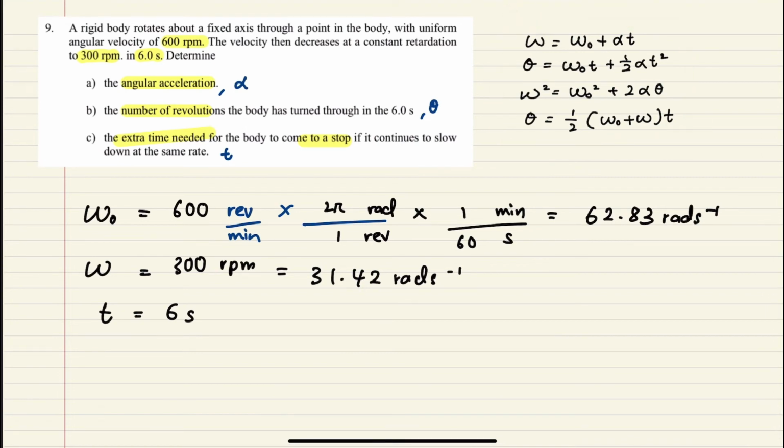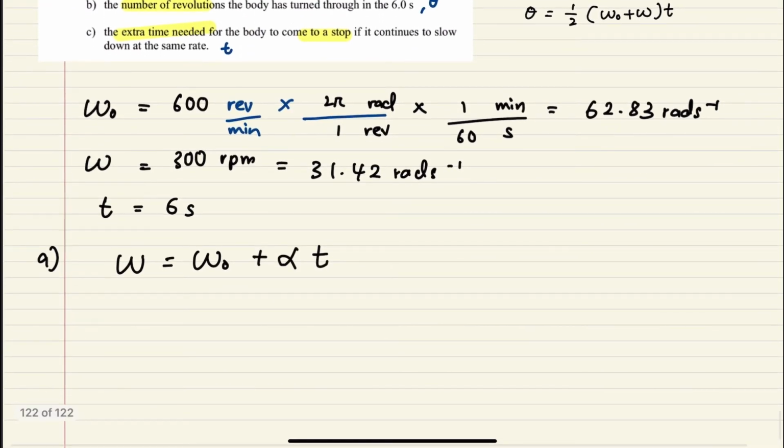You don't have theta, so you can cancel out theta. You're just left with the first one. Okay, so for A, you can use omega equals omega naught plus alpha t. Okay, omega is 62.83, omega naught is 31.42, alpha you want to find, time is 6, so 62.83 minus 31.42 divided by 6.